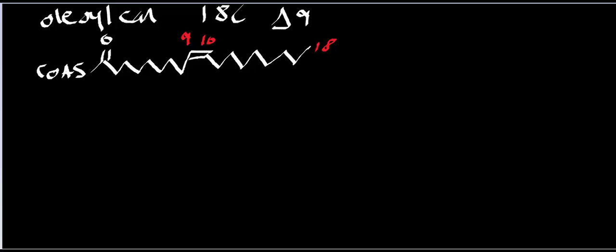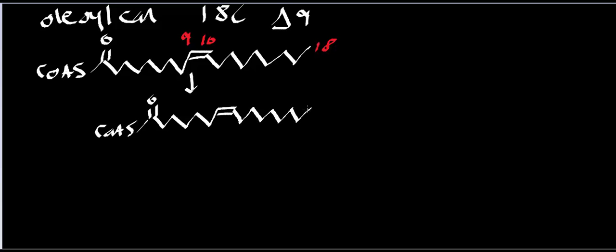Okay, so now what we want to do is we just want to beta oxidize it. I'm going to run it through beta oxidation and shorten it by two carbons. So now the double bond is going to be at carbon 7, right? So 1, 2, 3, 4, 5, 6, 7. And this is carbon 8, 9, 10, 11, 12, 13, 14, 15, 16. Just shortened it by two carbons. So now this is carbon 8 and this is carbon 16.